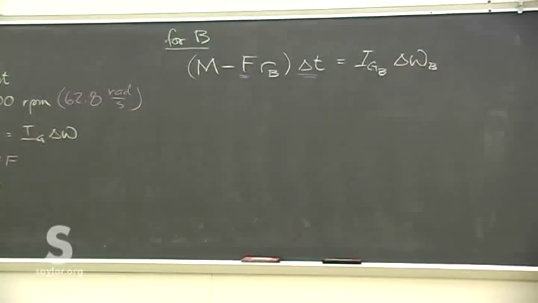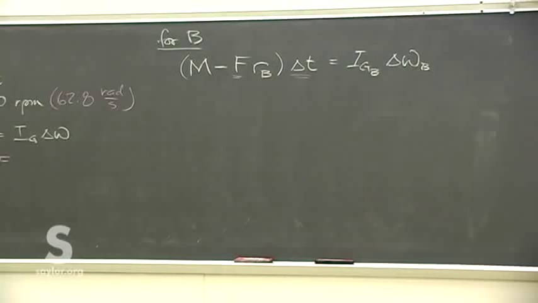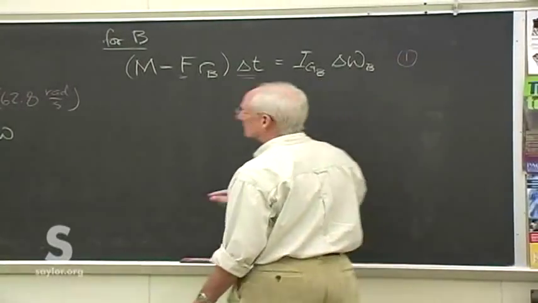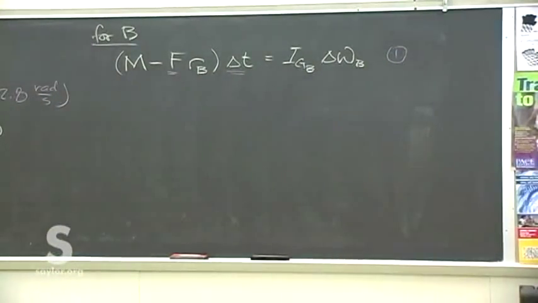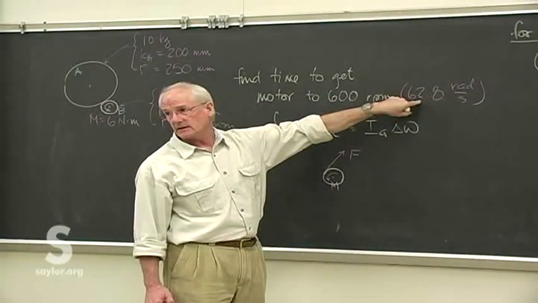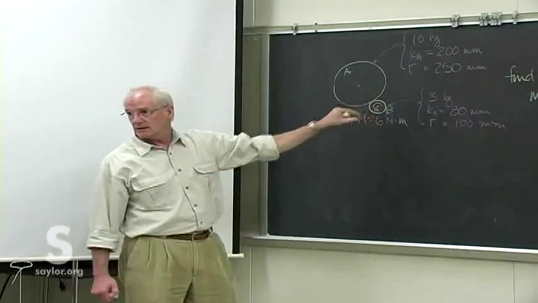Phil's checking in his notes, maybe he has one from yesterday. One equation, 2 unknowns. No delta omega for me as well. Yeah, because we're trying to get the motor up to 600 RPM from rest. So it's got to go from 0 to that speed. So there's the delta omega for B right there. Won't be the same for the big disc, but it's the inverse of the radiuses.